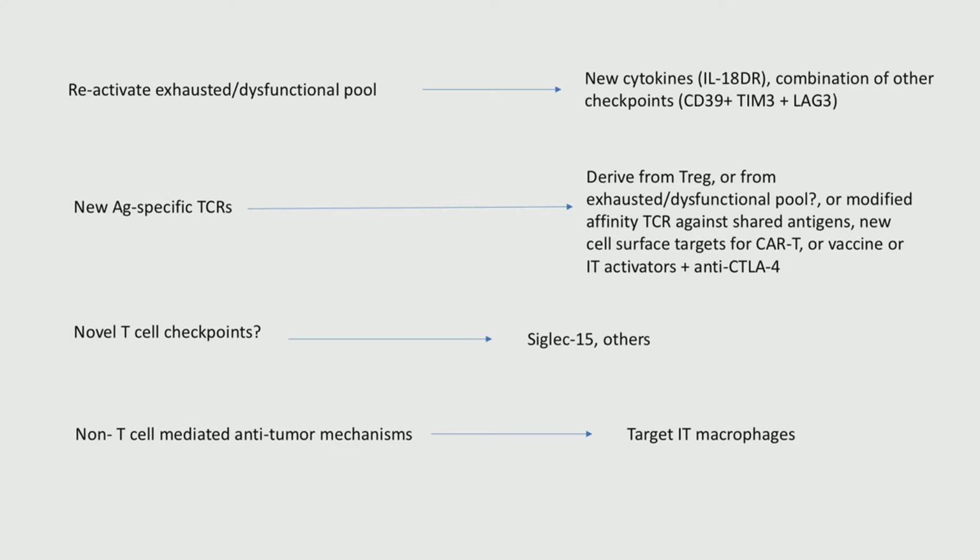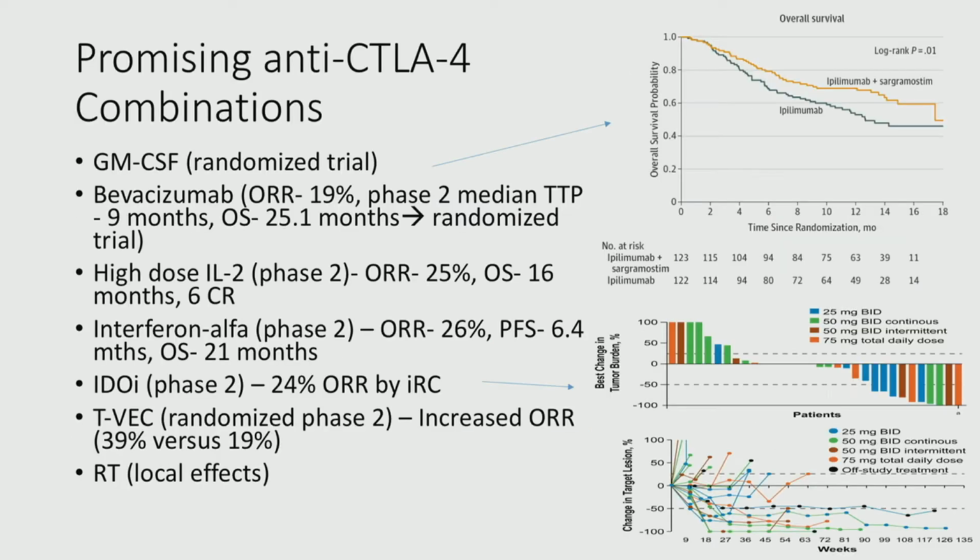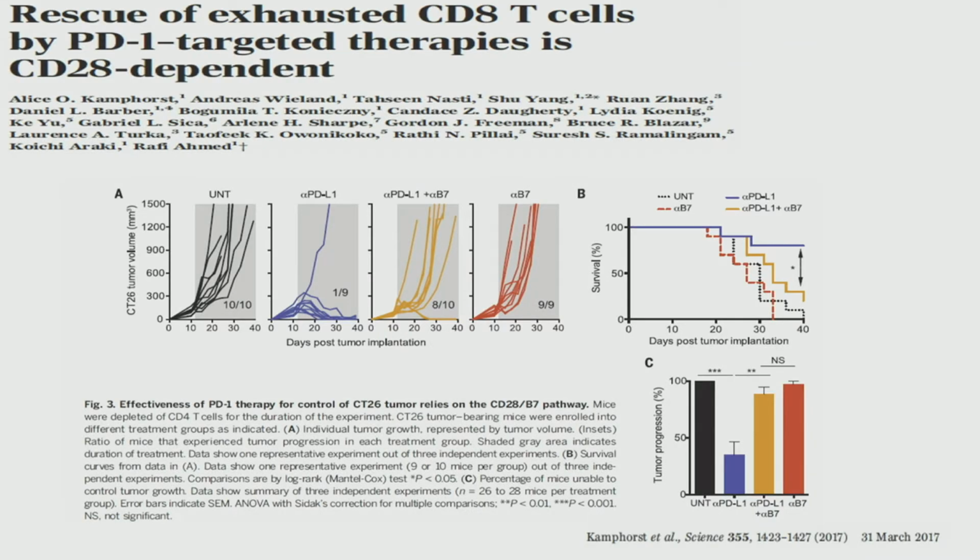There are novel checkpoints like LAG-3 and Siglec-15, and then the other thing that I think might be very fruitful in the clinic would be things that are non-T-cell dependent, so things that target intratumoral macrophages. You saw from data presented earlier from Marcus that many of the cells within the tumor microenvironment are macrophages, and I'll show you a little bit of data with CD40, just one or two anecdotes to suggest that that might be a productive strategy.